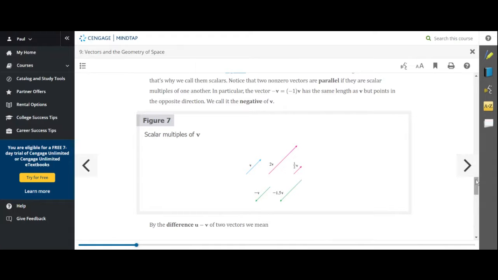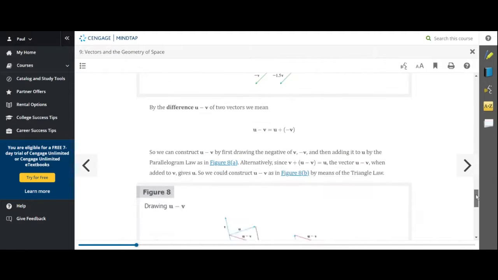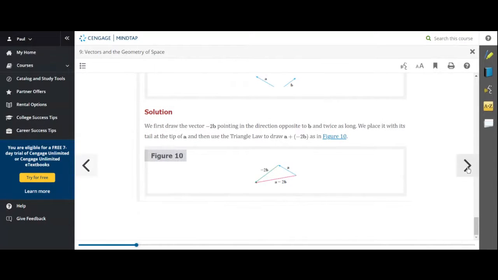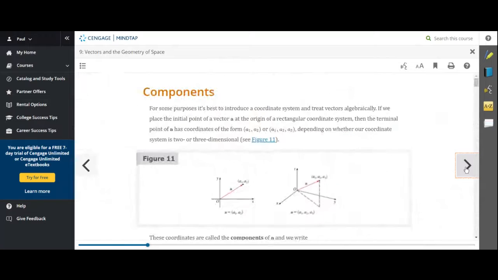Are there any questions on figure 7? All right, we're just learning some basic things here. Okay, I think you can manage.